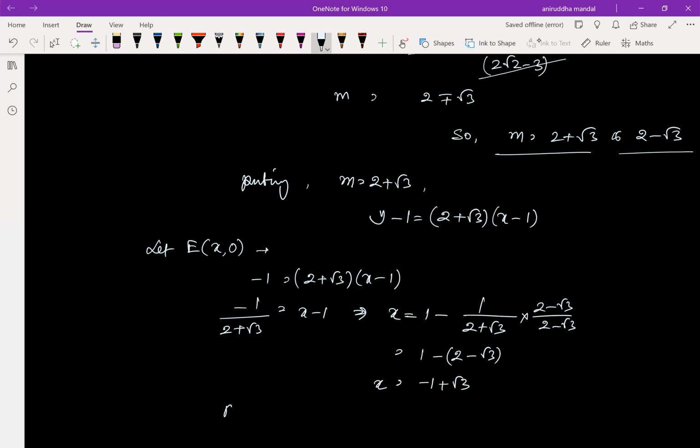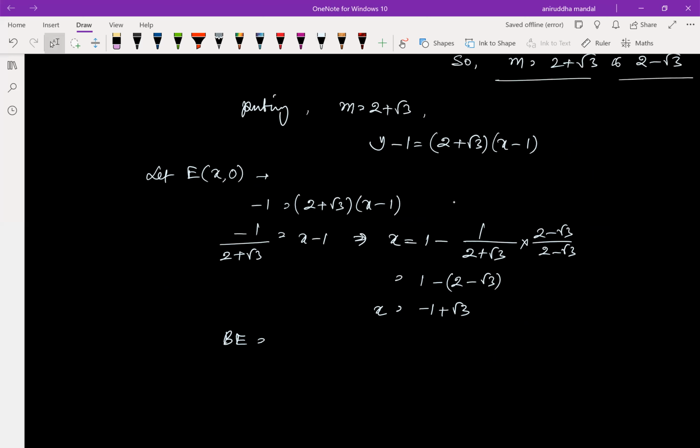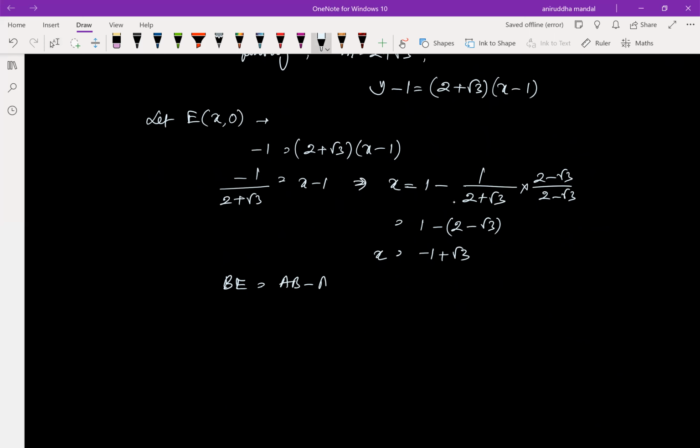Now length BE equal to AE, AE means this x. Wait a minute. This is AB minus AE. Yes, AB minus AE. So AB is 1 minus AE, AE means this. So this is 2 minus root 3. Okay, so this is alpha plus beta root 3 equal to 2 minus root 3. So alpha equal to 2 and beta equal to minus 1.